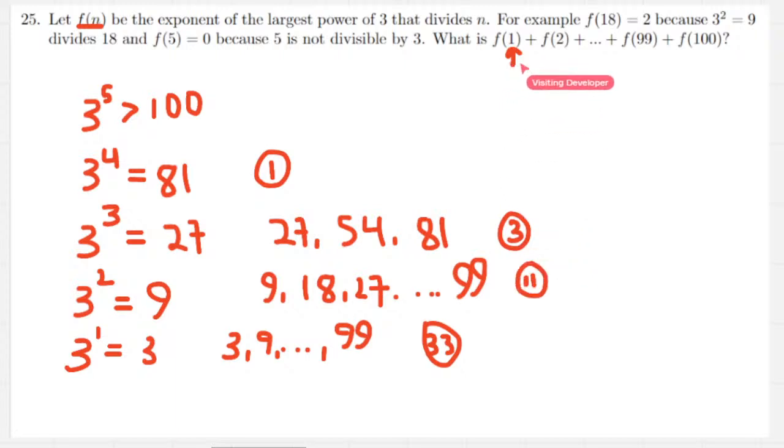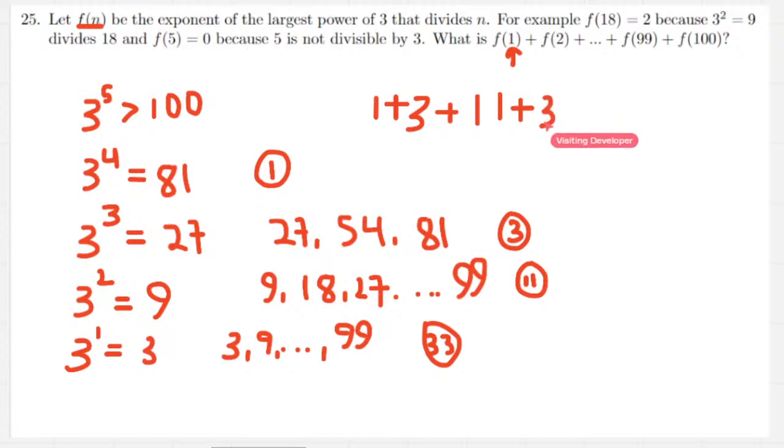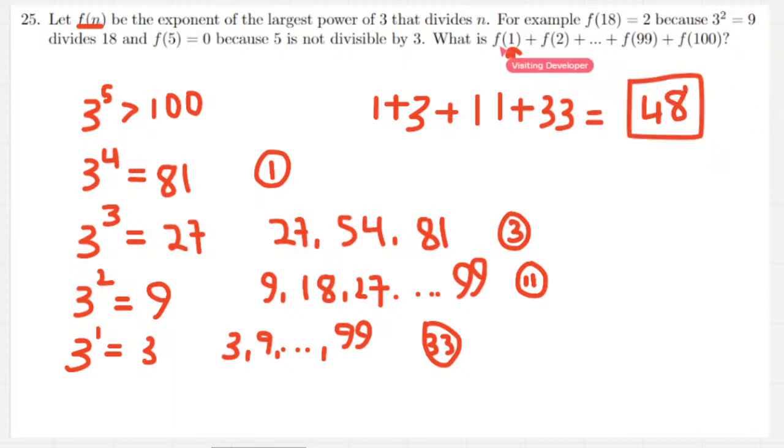So in total, we have that f of 1 plus f of 2 plus all the way to f of 100 is just 1 plus 3 plus 11 plus 33, which is equal to 48. So this is our final answer, and the sum of f of n for n from 1 to 100 is 48.